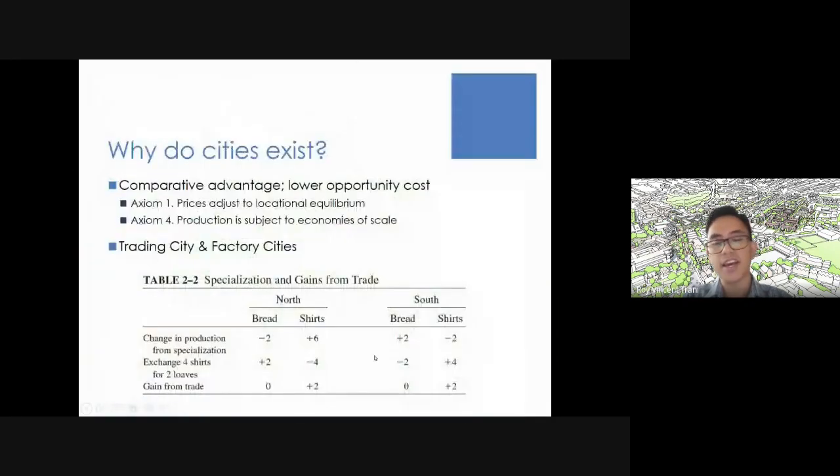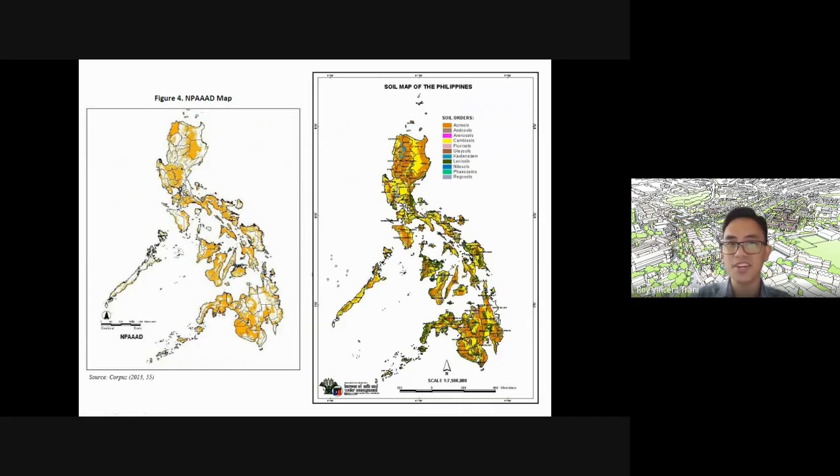So basically what this graph is trying to say is that trading between the North and South Cities gains them $2 each, whereas if they just created their own bread, they would have an inefficiency or a deficit of -$2 for the bread that they make. And then trading gives them +$2 worth of shirts. So far, so good. I know I'm not explaining it well, but the idea is that trading between two cities will benefit them.